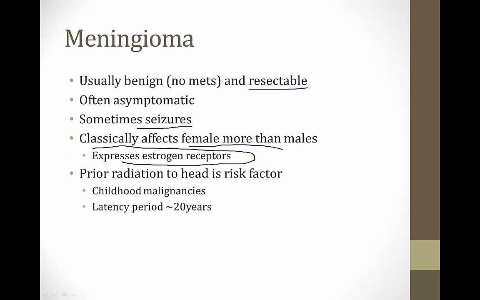An important risk factor for developing a meningioma is prior radiation to the head, so many children who have malignancies get radiation to the skull, and then about 20 or so years later, they are at risk for developing a meningioma.